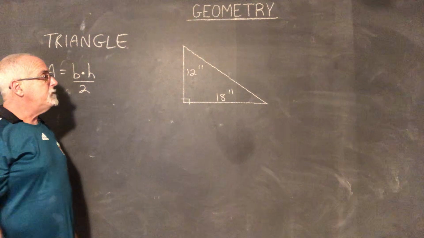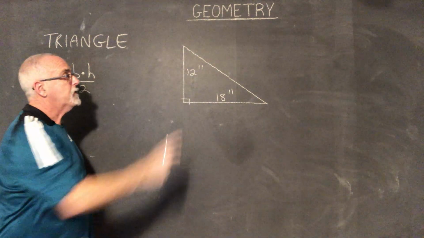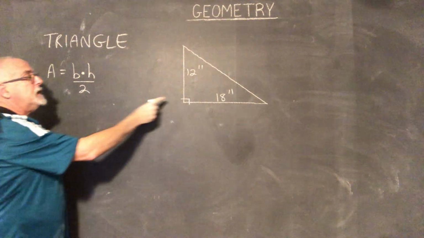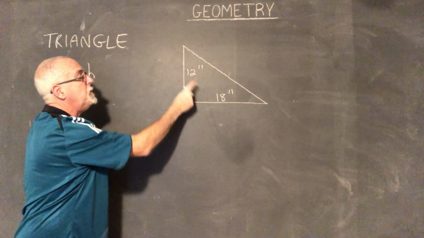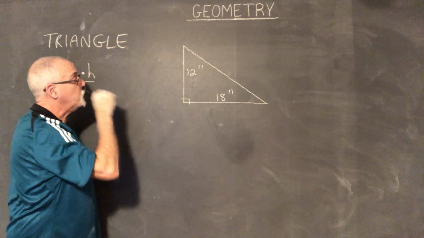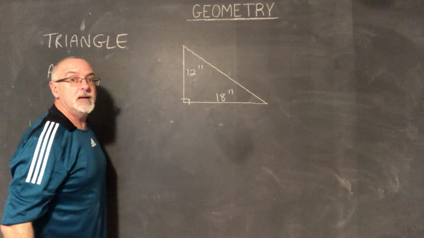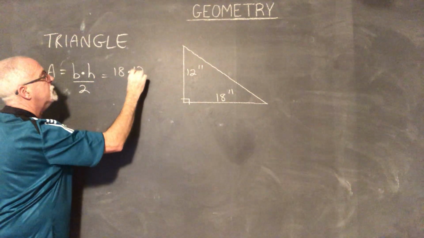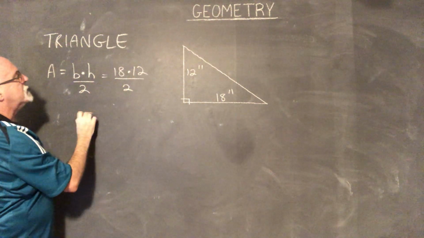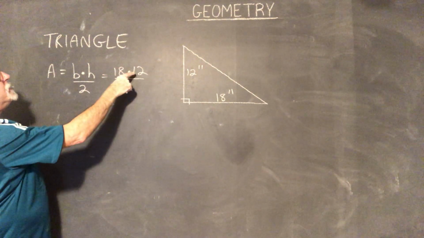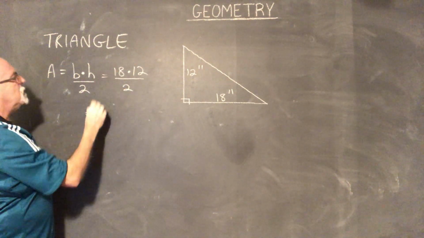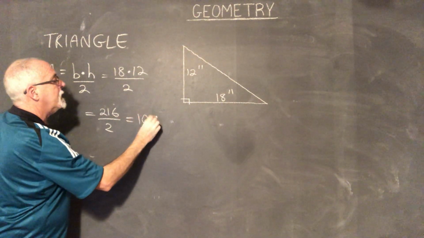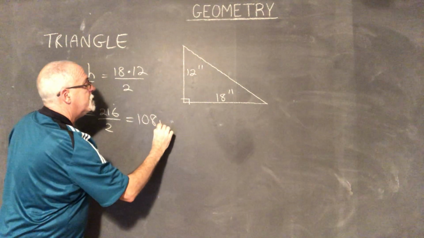Interesting, this time, I can't do the perimeter yet. I have to measure. But I can do the area, because this side happens to be perpendicular to this side, hence the right angle. Therefore, this side is a height. So I can do 18 times 12 over 2, which is going to be 216 over 2, which is 108 square inches.